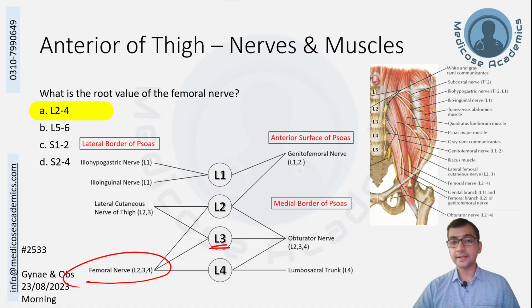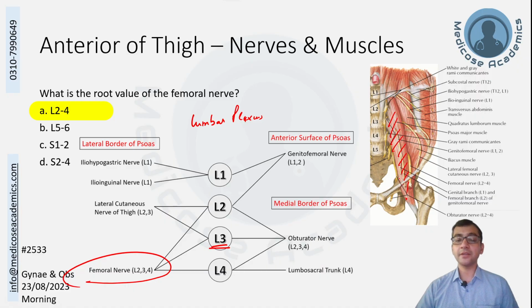Another question that is asked is regarding the placement of this plexus, that is the lumbar plexus. This lumbar plexus is placed where? It is placed within the psoas major muscle.